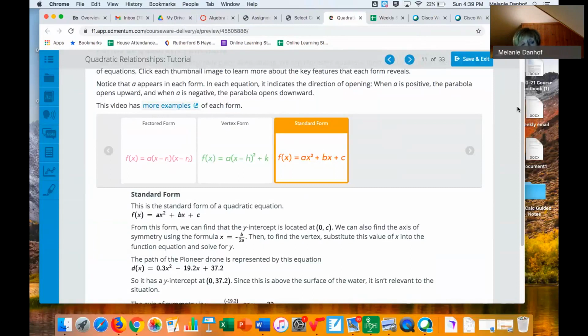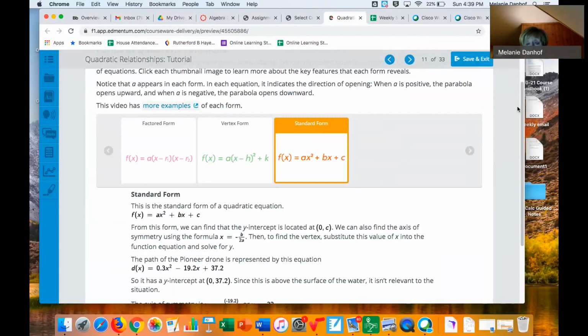And first of all, we can find the y-intercept at 0, c. All that we're doing is we put 0 back in for x in the terms of ax squared, put 0 back in for x in the bx, they cancel out. So we know automatically that the y-intercept is 0, c when our equation's in this format.